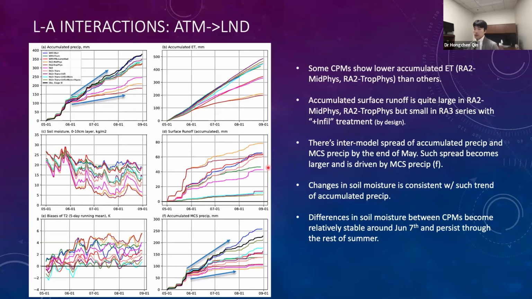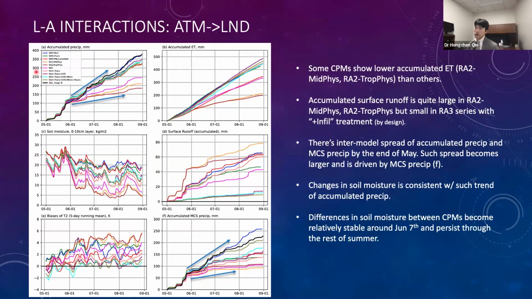So this slide, we're trying to distill the impact of the atmosphere on land by looking into different terms of the surface water budget. Upper left panel, accumulated precipitation. Upper right is accumulated ET, evapotranspiration. Soil moisture, middle left. Surface runoff, accumulated values, lower middle right. Lower left is a T2M bias, and accumulated MCS precipitation is shown on the lower right.